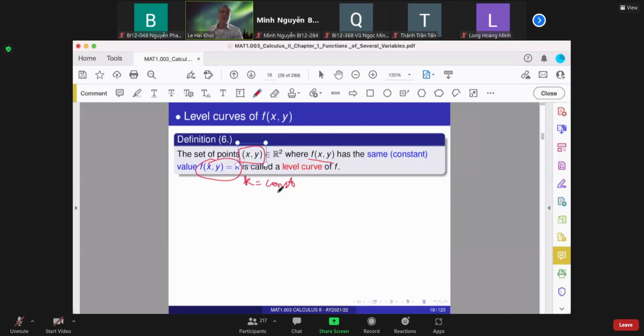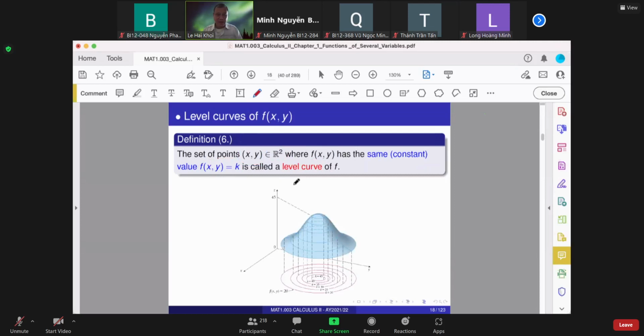And this set of points is called a level curve because it forms a curve on R2. Because here in R2, right? So, level curve. Here is the graph of a function f equal to f(x,y). But when you look at any point from R2, the value is the same, which means the height, for example, this one, is the same k.